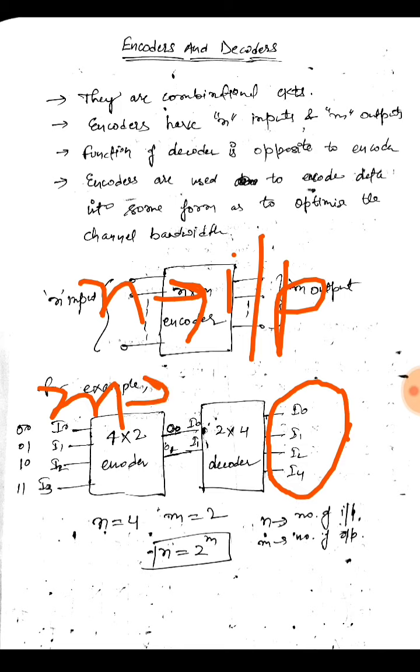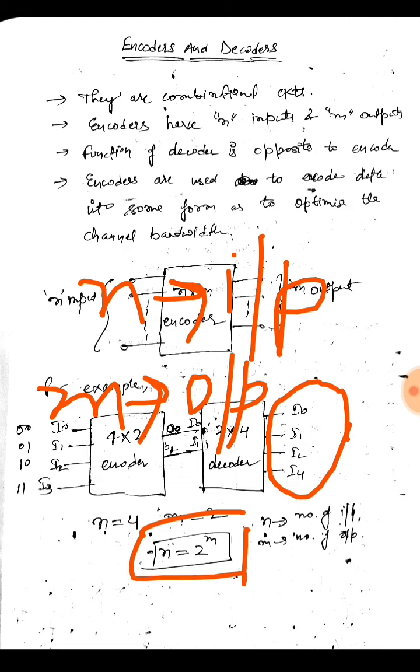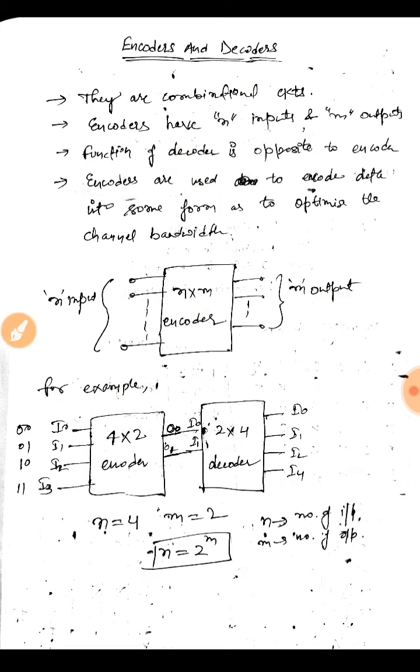So if I generalize this, if n is the number of inputs given to an encoder and m is the number of outputs, then the relation between the input values and output values would be n is equal to 2 raised to power m. That is, if I have n equal to 4, then it would give me m equal to 2. That is, for 4 input values I would be using only 2 outputs.